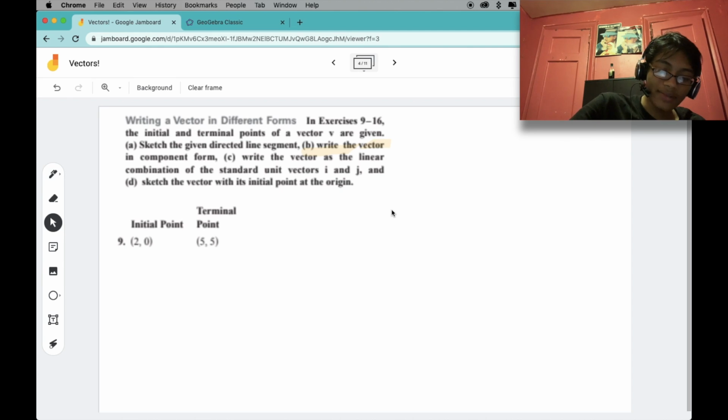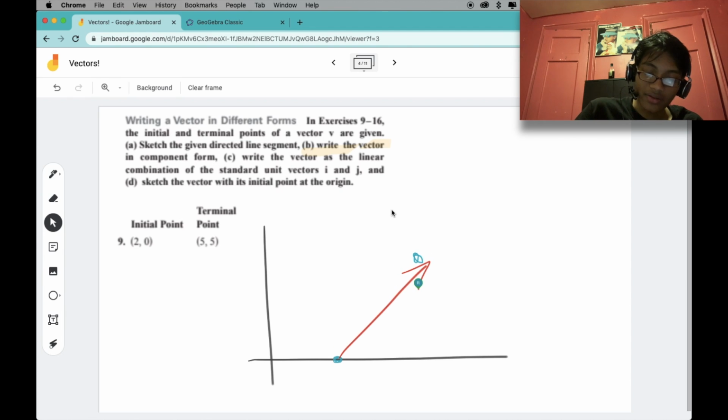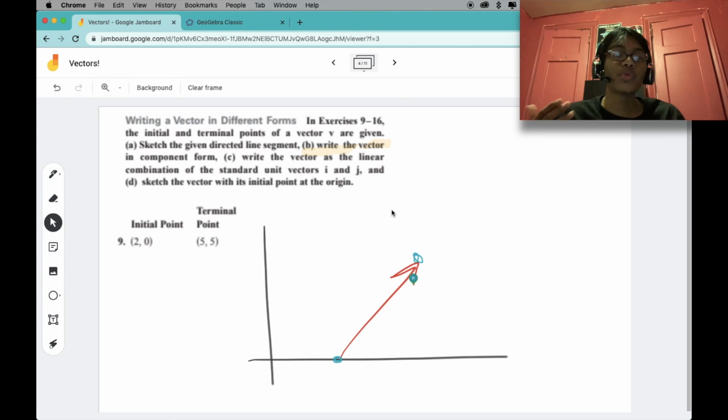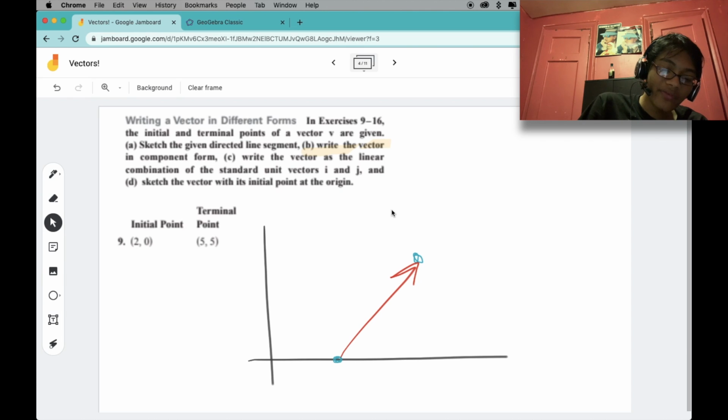Okay, so let's say we have our vector right here. Our vector has an initial point at 2, 0 and a final point at 5, 5, and the arrow connecting these two is going to be our actual vector. Okay, that's our actual vector. Now, what we want to do is write the vector in component form. What does that mean, though? That means we have to figure out how much our vector goes in this direction, the x direction, and how much our vector goes in the y direction.